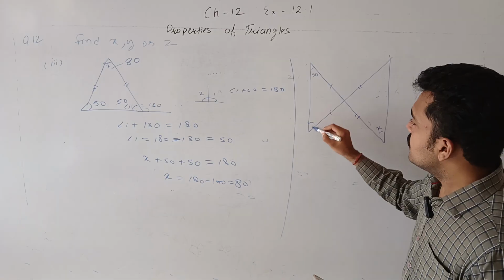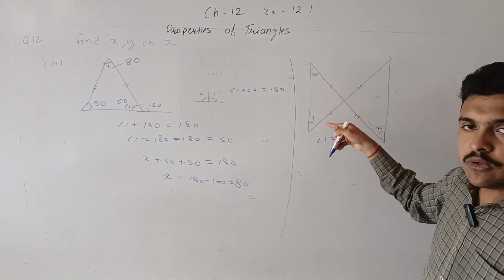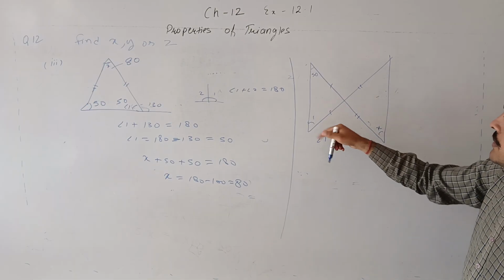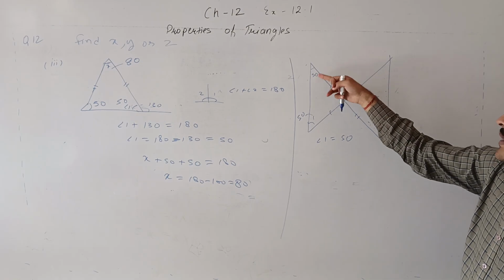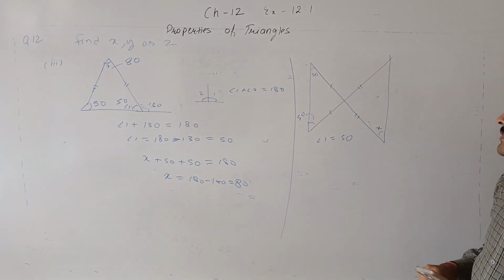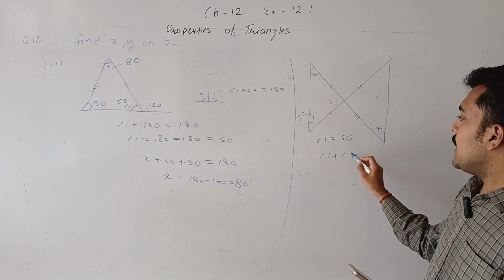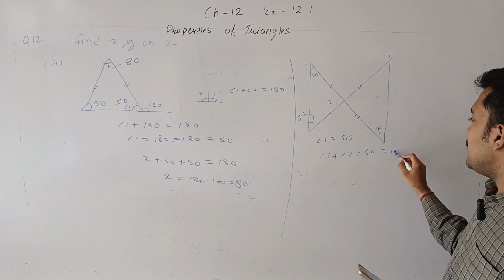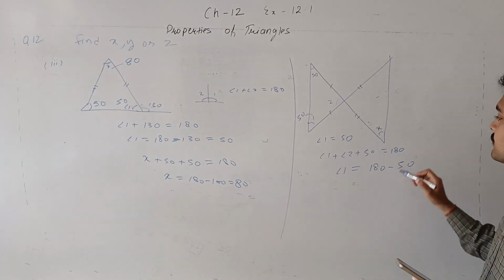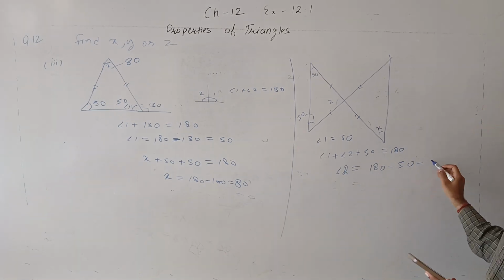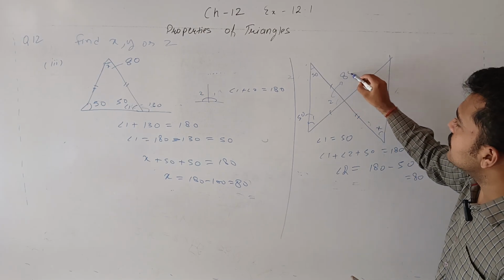Now let this be angle 1. Angle 1 is equal to 50. Why? Because these two sides are equal, therefore angle 1 is also equal to 50, because if sides are equal, the angles opposite to the equal sides are also equal. So angle 1 plus angle 2 plus 50 is equal to 180, so angle 2 is equal to 180 minus 100, which is 80. So angle 2 comes out to be 80.